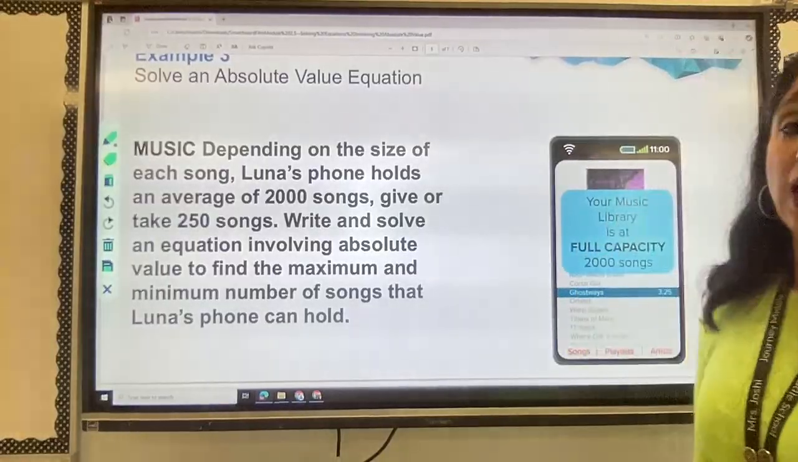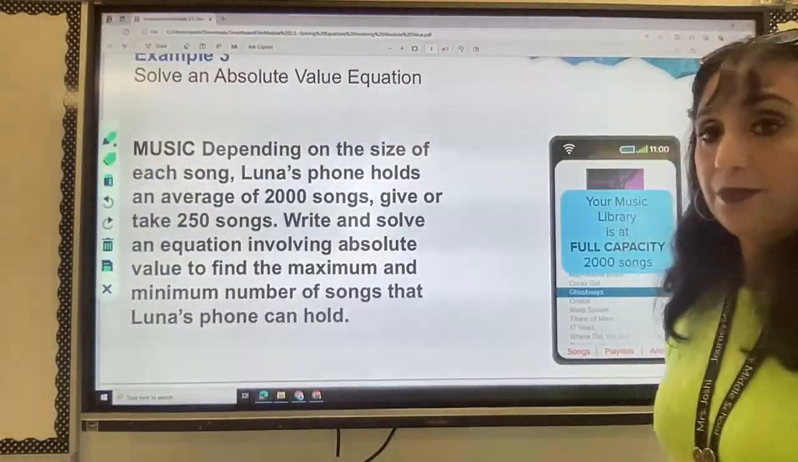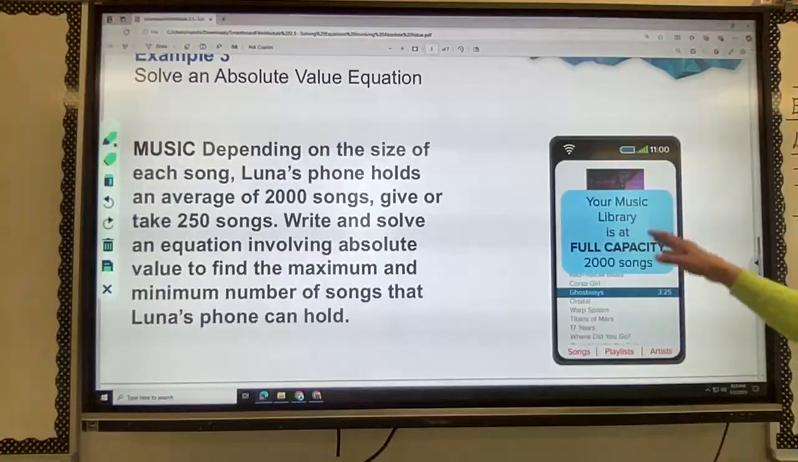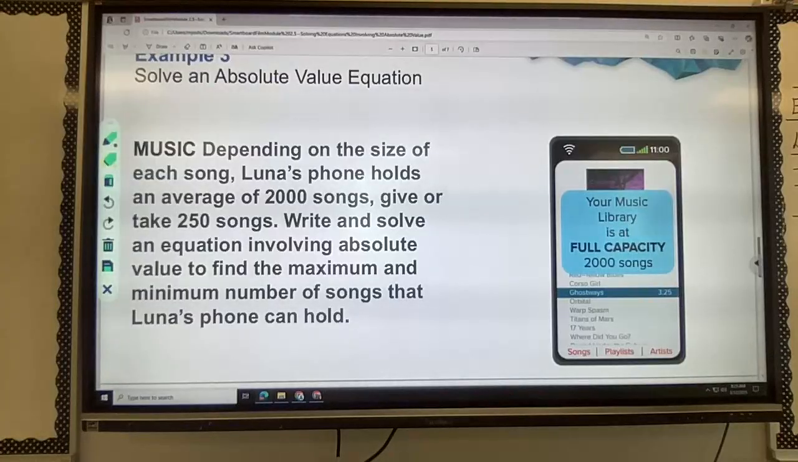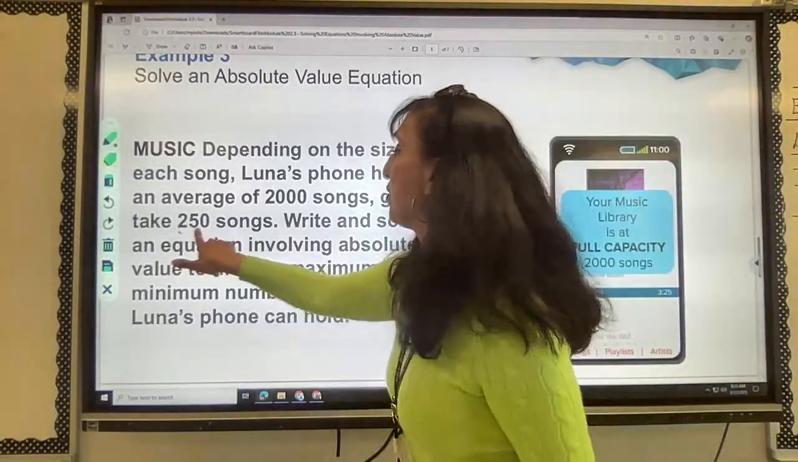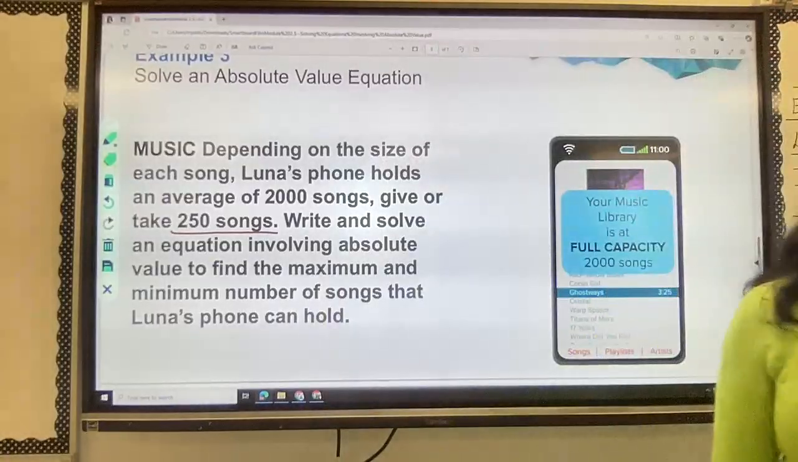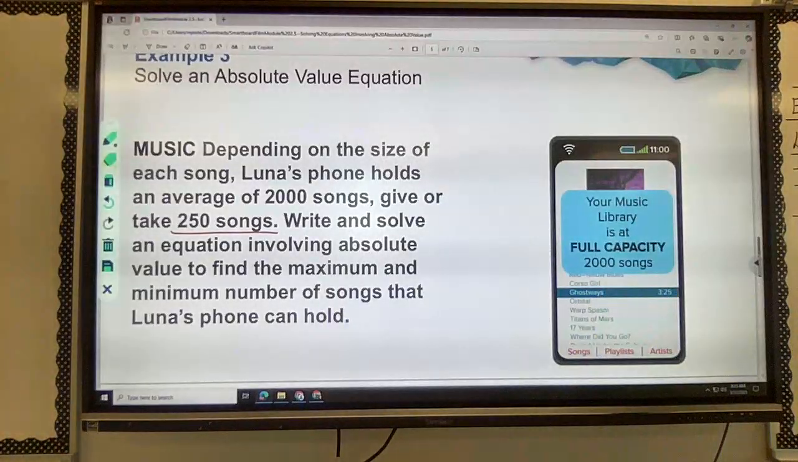Luna's phone can hold. So it's giving you that your music library is at full capacity with 2,000 songs. All right. So the maximum and minimum number of songs will differ from the average by 250 songs. So we are going to go ahead and write an equation that represents the maximum and minimum number of songs.